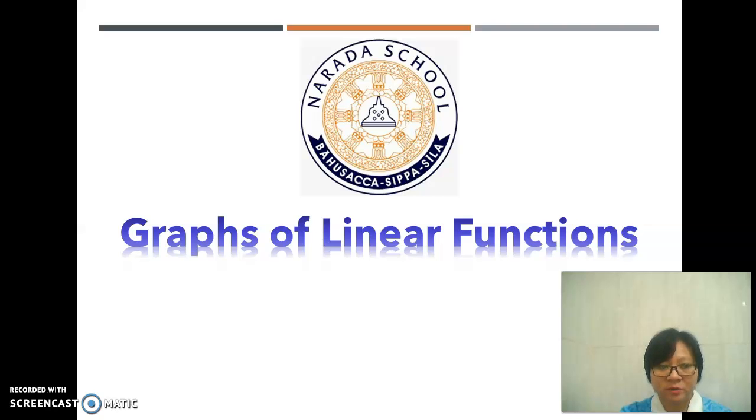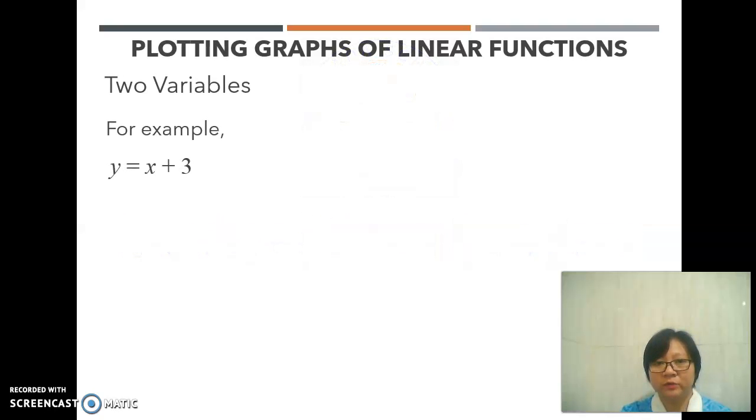You have learned about special lines, the vertical line and horizontal line. They are linear functions with one variable. Now you are going to learn how to plot graphs of linear functions with two variables, the x and y variables. For example, y equals x plus 3.